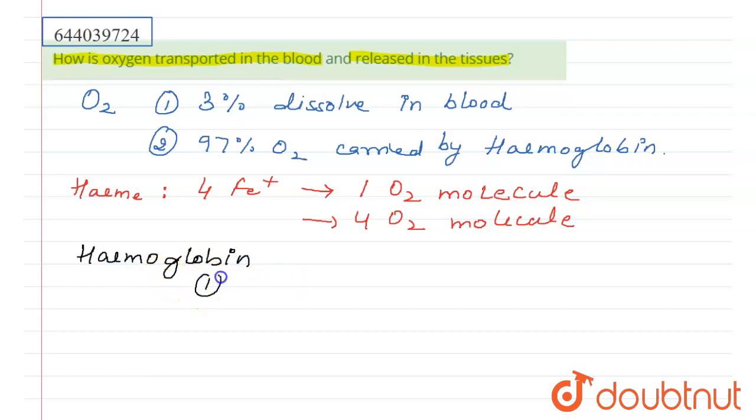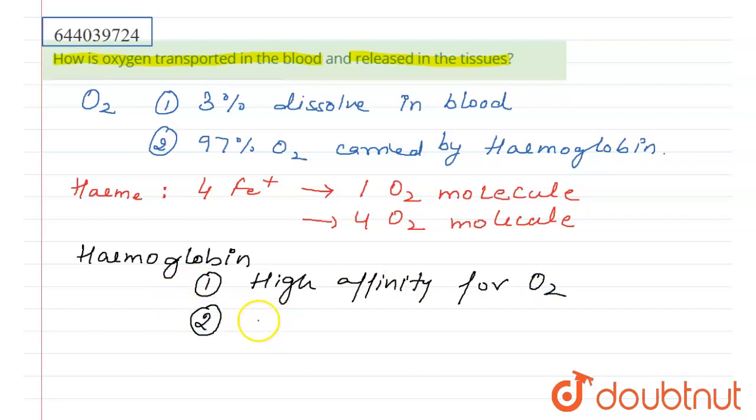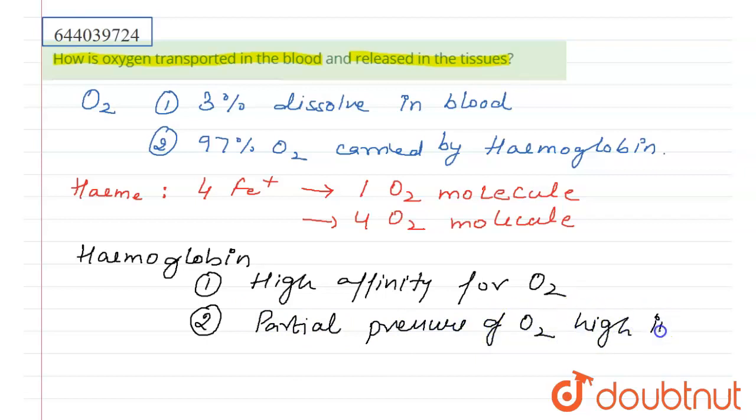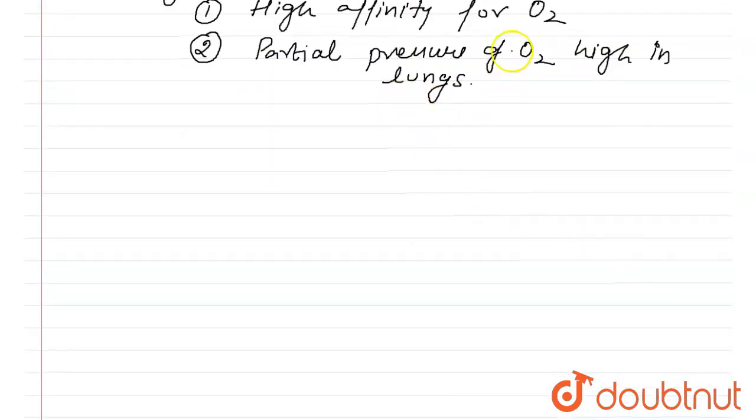So first reason is hemoglobin has very high affinity for oxygen. Second reason is, other than that, partial pressure of oxygen is high in lungs. Okay, so as the partial pressure of oxygen is very high in lungs, hemoglobin takes up the oxygen.